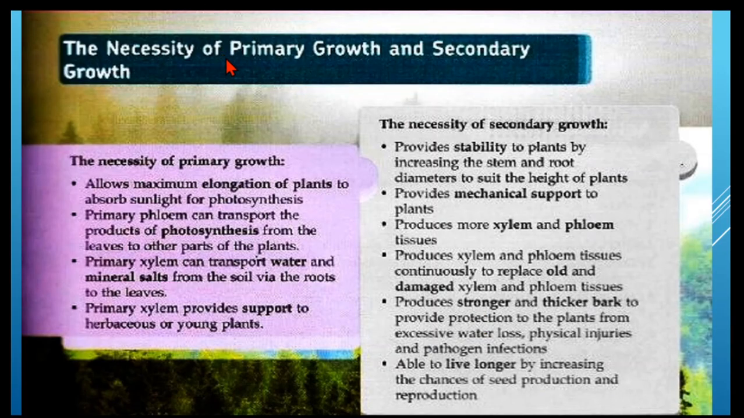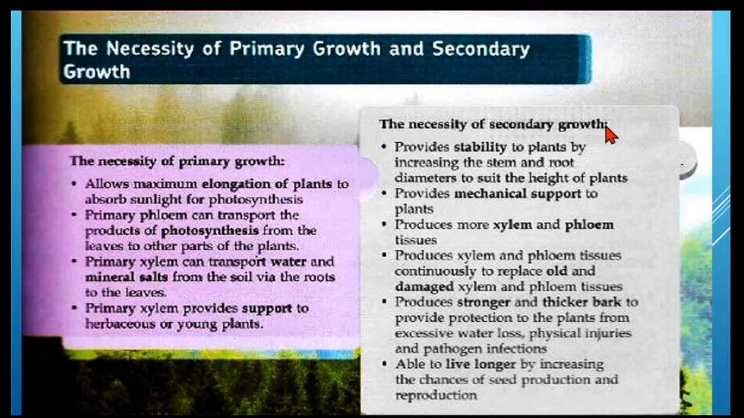So the necessity of primary growth and secondary growth. Apakah kepentingan primary and secondary growth? Primary growth allows the maximum elongation of plants to absorb sunlight for photosynthesis. Primary phloem transports the product of photosynthesis from the leaves to the other parts of the plants. Primary xylem transports water and mineral salts from the soil via the roots to the leaves. Primary xylem provides support to herbaceous or young plants. Ini adalah kepentingan primary growth.